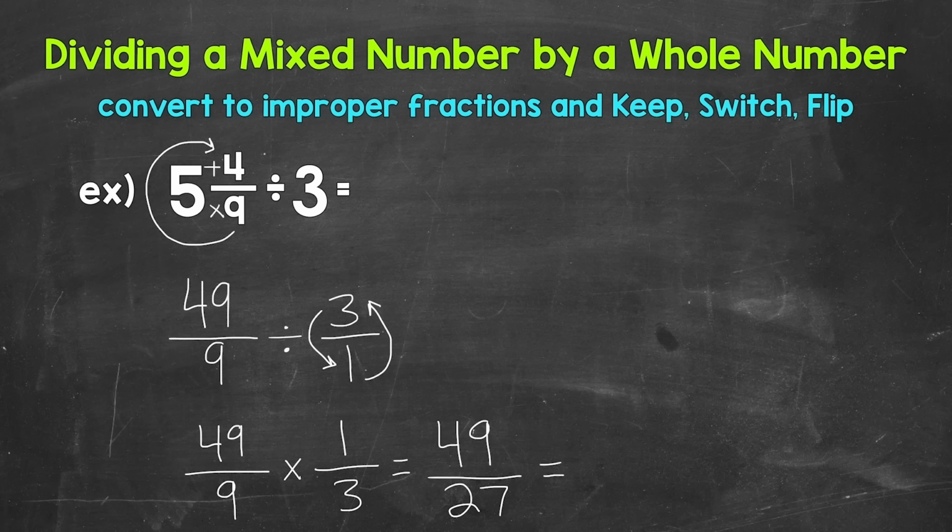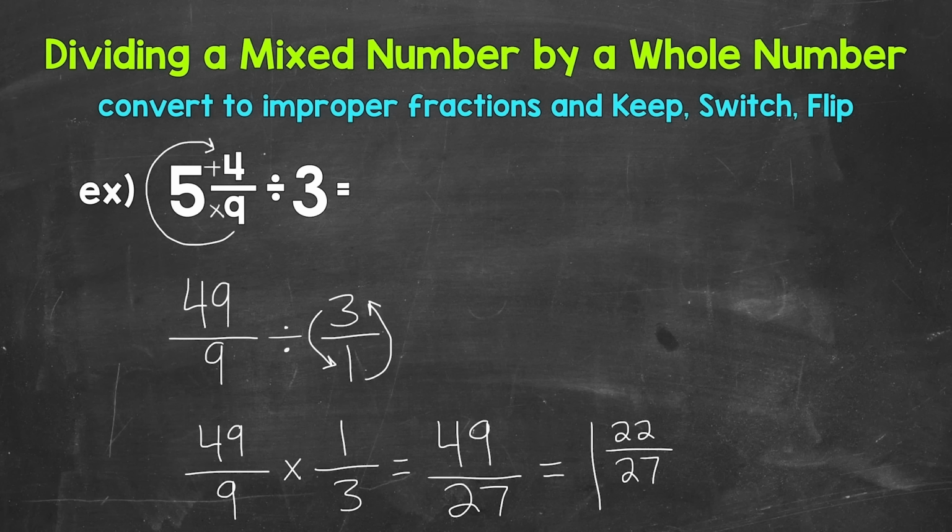How many whole groups of 27 in 49? Well, 1. Now we don't hit 49 exactly. We have a remainder of 22. That is the numerator of the fractional part of the mixed number. And then we keep the denominator of 27 the same. So we end up with 1 and 22/27.